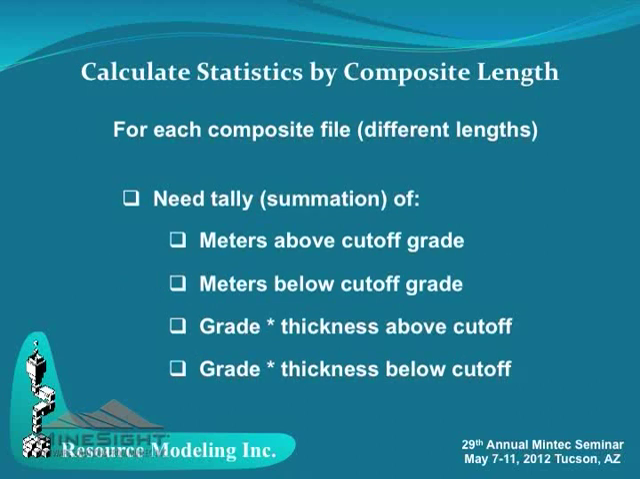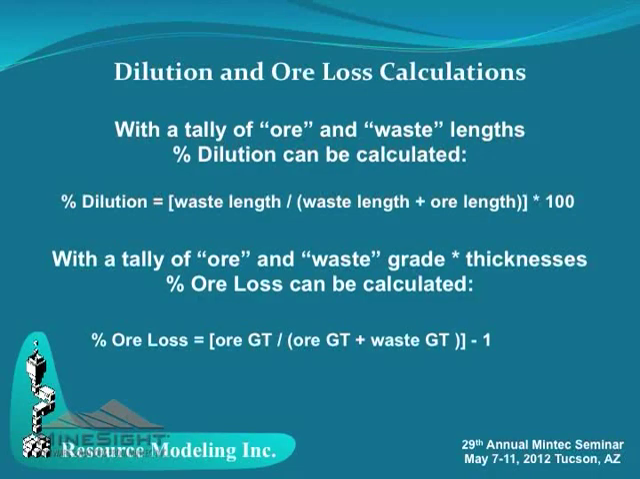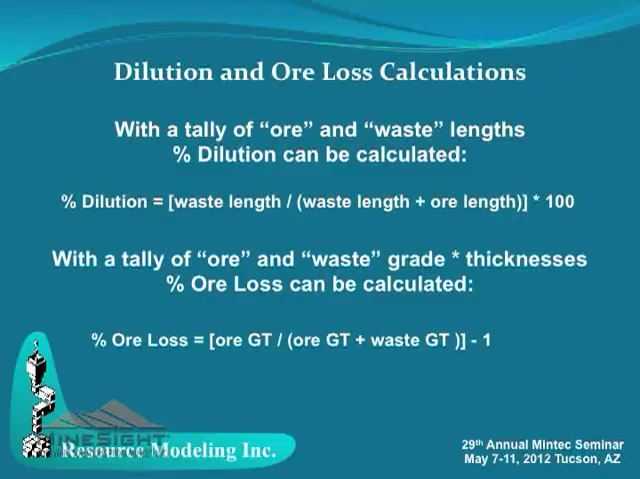And then what we need to do is put on our accountant's hat and do a bunch of tallying of, we need the meters above cutoff grade, meters below cutoff grade, we need grade thickness above cutoff, and grade thickness below cutoff. So now that we have a tally of all those fractional components in our composite files, we can now calculate percent dilution. And it's a simple little equation where the percent dilution is simply the waste length divided by the total length times 100.